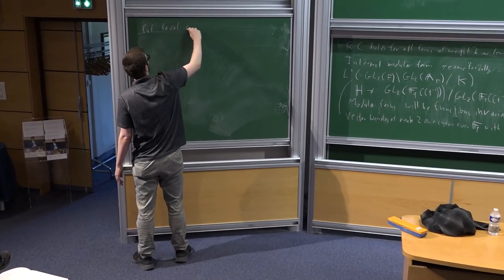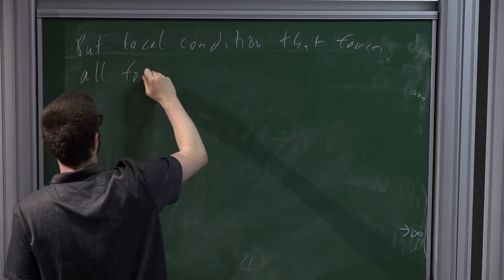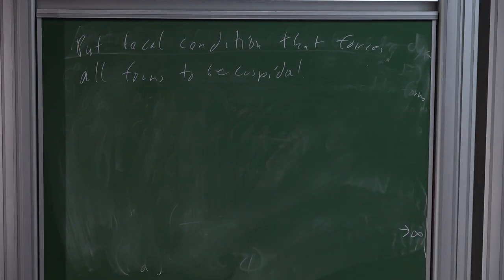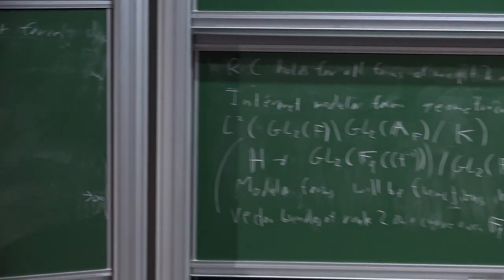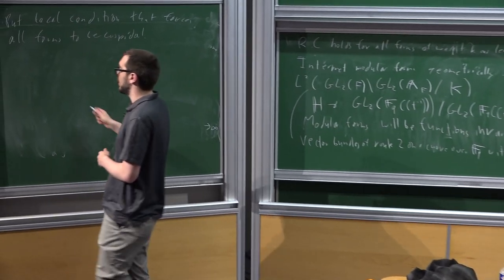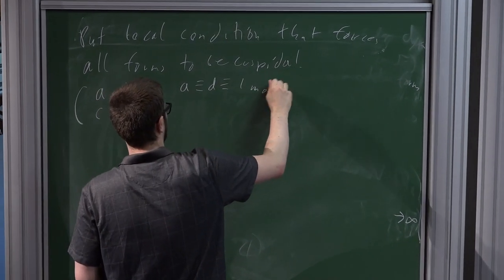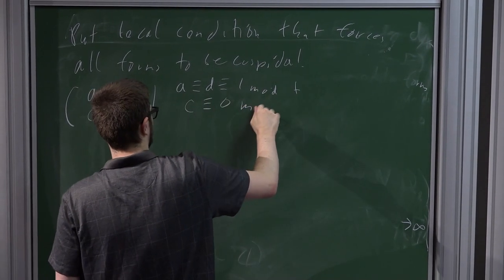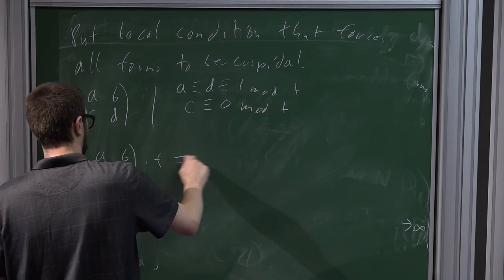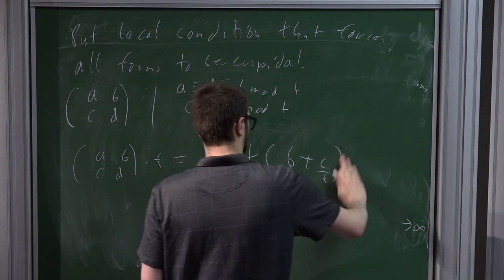I put a local condition that forces all forms to be cuspidal. So rather than choosing functions that are invariant under a subgroup like this, you can choose functions that are equivariant for a non-trivial character. So the kind of thing you can do is you look at matrices A, B, C, D, where A and D are congruent to 1 mod T, C is congruent to 0 mod T, and then you have some identity like (A, B, C, D) dot F should not equal F, but should equal F times psi of B over T. Or let's say B mod T.